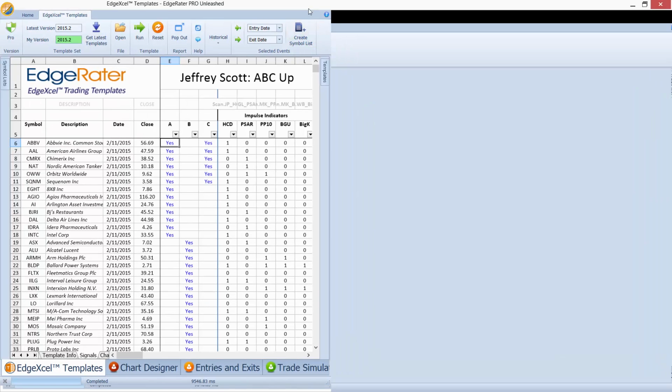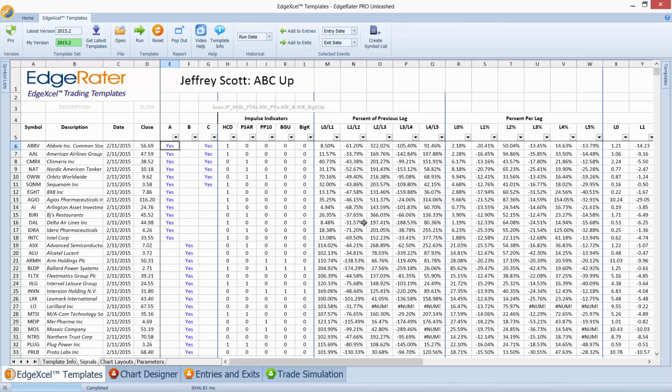It's very easy to run, gives you a lot of information, and if you want to do further filtering, for instance, you may decide that you're only interested in stocks where the up leg is 200%, say, of the previous down leg. So the stock comes down 50% of the previous leg, and now the up leg you're looking at, you want that to be 200% of that previous down leg.